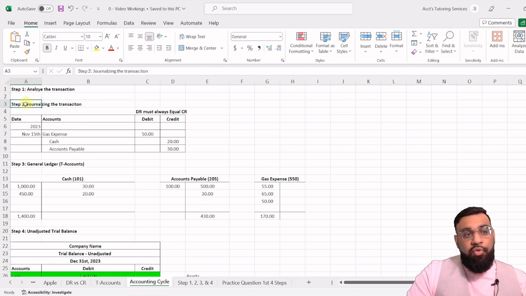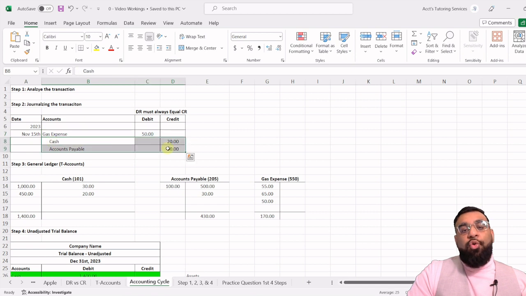Now, step number two is journalizing the transaction. The journal has to be done in a very specific way. So we have date, accounts, debits, and credits. And when it comes to the journal entry, the year always goes first and then the date. So 2023, November 15th. And then debits always go first and credits always go second.